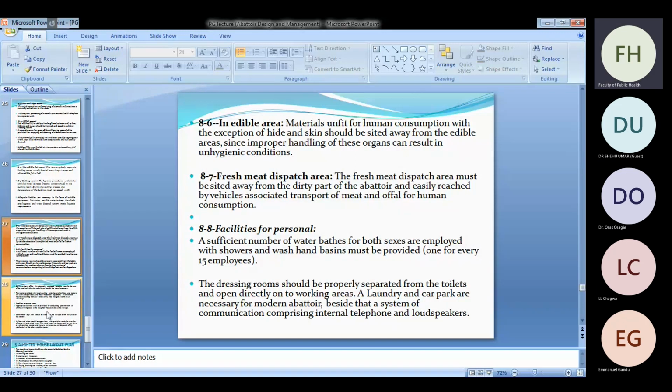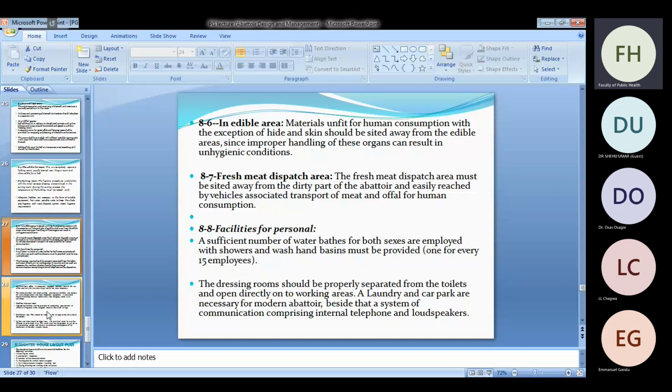What we're saying is that some materials that are not meant for human consumption, there's no need of joining them together with the ones that are meant for human consumption, except for hide and skin, since improper handling of these organs can result in unhygienic conditions and contamination. However, fresh meat dispatch areas, this is a place you keep the fresh meat, must be sited away from the dirty, unclean area and easily reached by vehicle, so that people can easily have access to the meat for human consumption without introducing contamination.